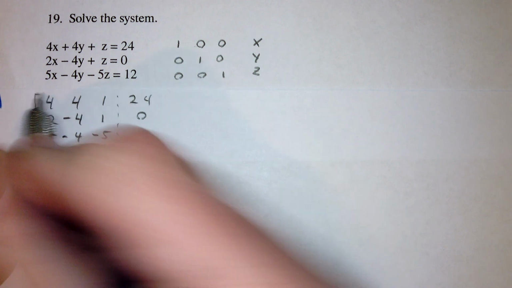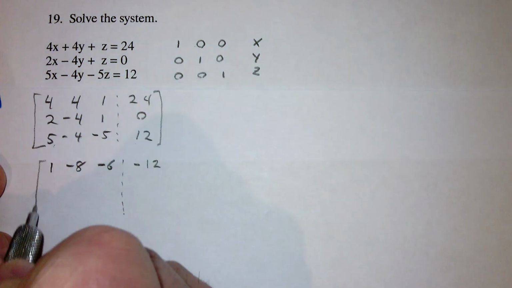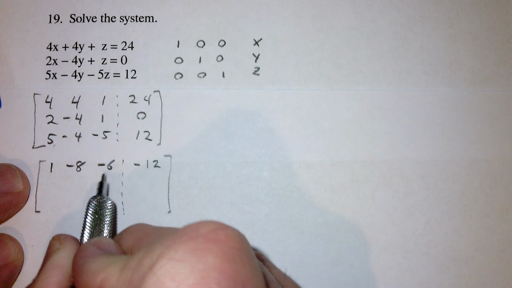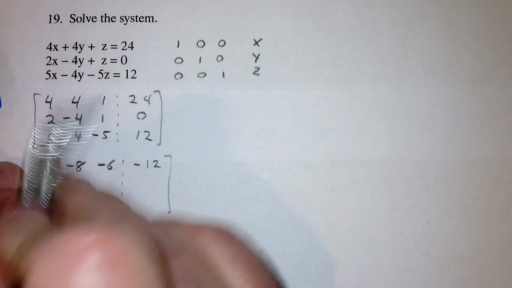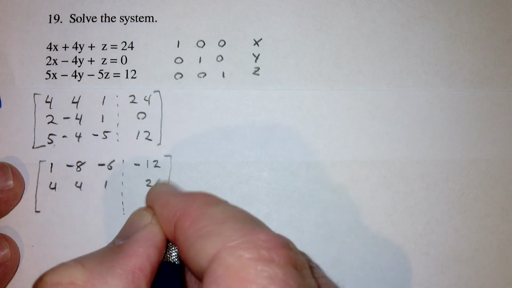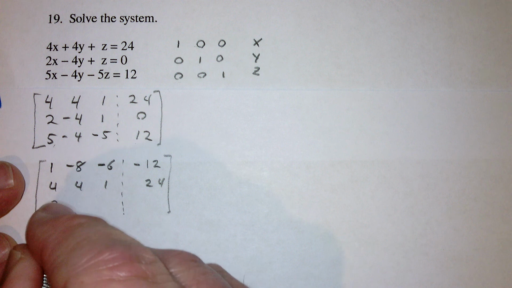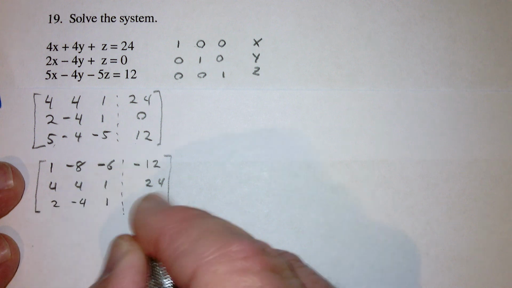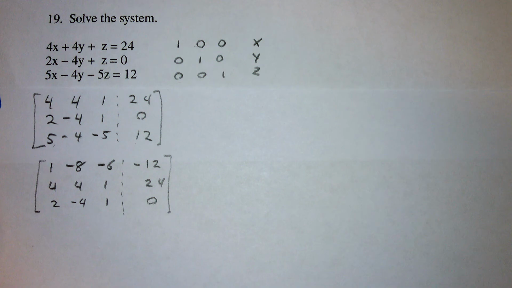Okay. Now, like I said, I'm going to do a swap, where I'm going to swap this last row up to the top. And then 2, negative 4, 1, 0. Okay, so here we go. That may not look like we've made a whole lot of progress, but we've done something. We've done something. Okay, so let's do this.